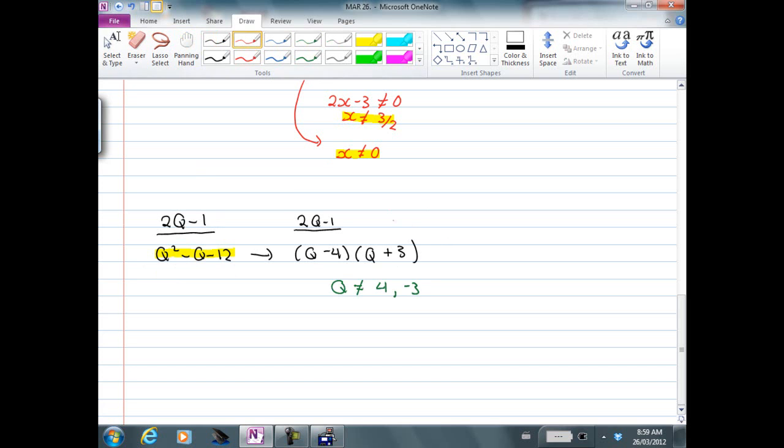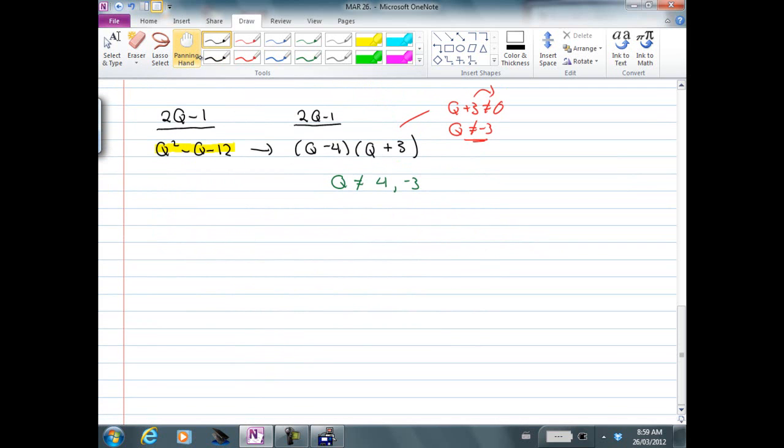And in case you're lost, look what I did. I went q plus 3 cannot equal 0. I moved the 3 over. q cannot equal -3. Nothing too bad. Again, it's all based on previous stuff we did before. A bit more challenging this time. Good luck. I'm going to keep on pushing you to see how far you can take it.